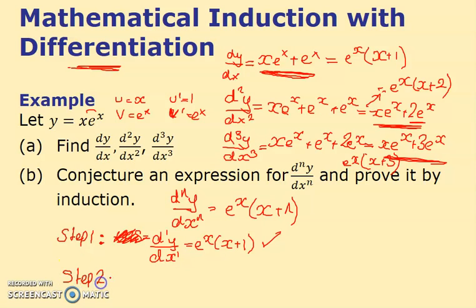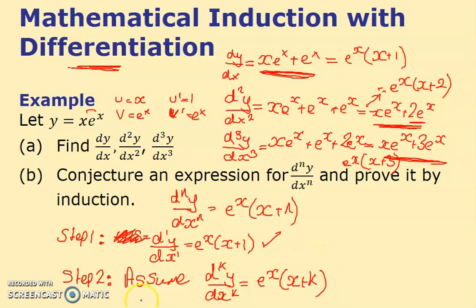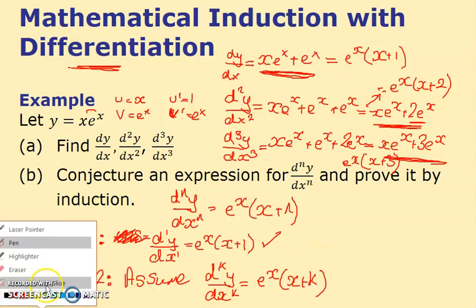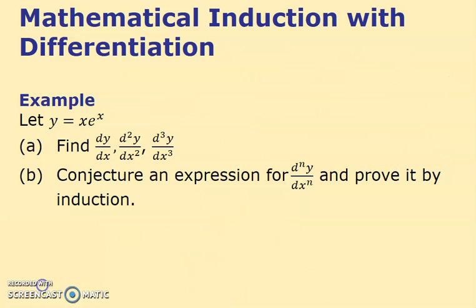Step 2, we have to assume that dk to the y, dx to the k is equal to e to the x plus k. So that's our assumption. I have to clear away some space here, so I'll erase everything. So now I've got that, I'm going to have to try to do step 3. This is the inductive step.